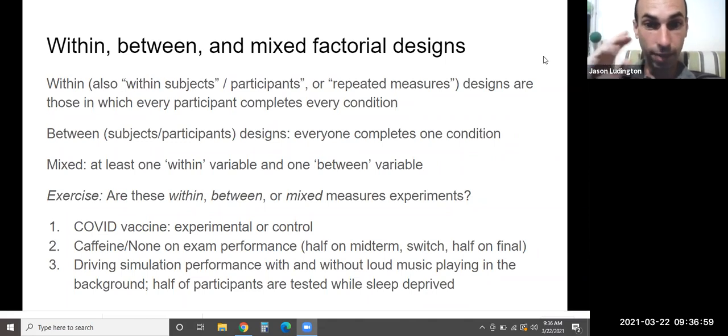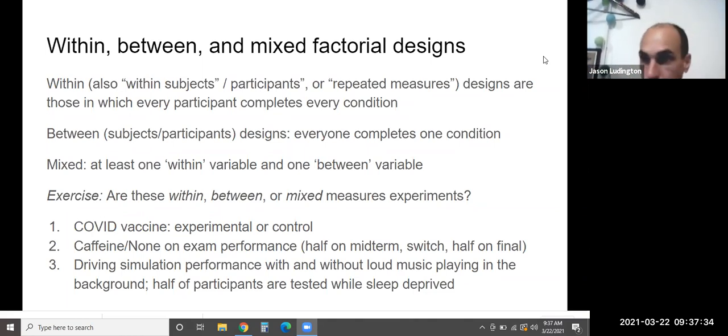I had to think about that one a little bit because I was at first treating the midterm and the final as another independent variable, but it's not. So there's only one independent variable, caffeine. And you're measuring it on your dependent variable, the exam itself. So you can give the exam twice. You give it at the midterm and the final. And yes, exactly right, what you said. It is a within subjects design.